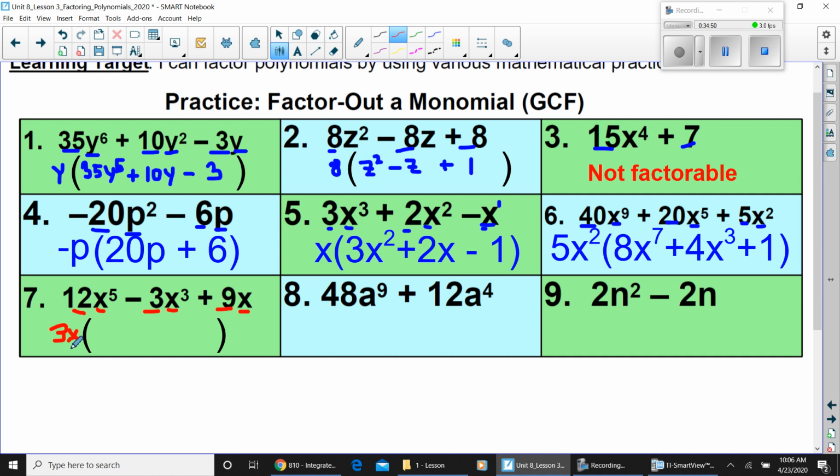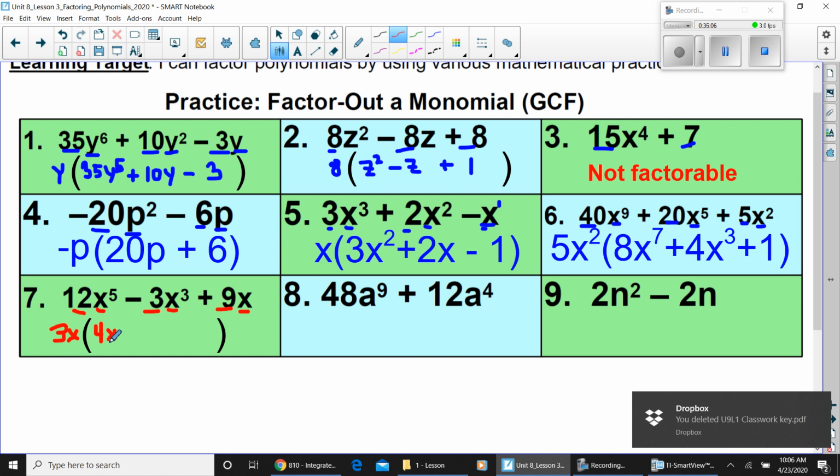That's what comes out. So now 3x times what equals 12x to the fifth? I like to do this one step at a time. 3 times what equals 12? That's 4. What times x equals x to the 5th? Adding exponents, it's x to the 4th.